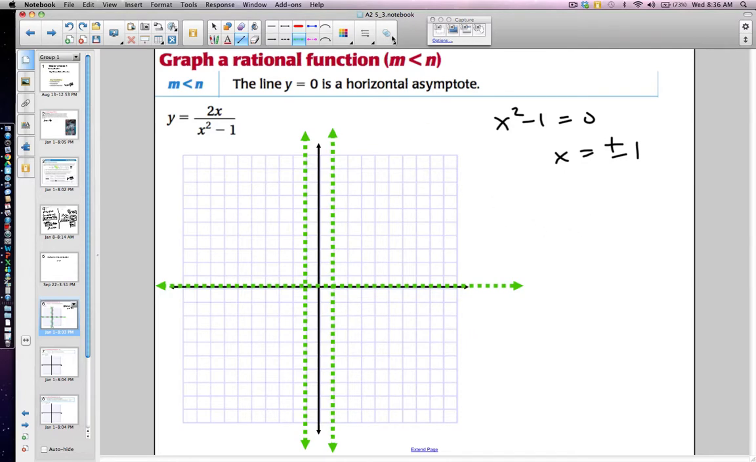If I want to find my x-intercepts, I set the numerator to be equal to 0. 2x is equal to 0. So if I divide both sides by 2, x is equal to 0. This is a point right here that is my x-intercept. This is my only x-intercept. Okay, so I've got my vertical asymptotes. This was my horizontal asymptote.